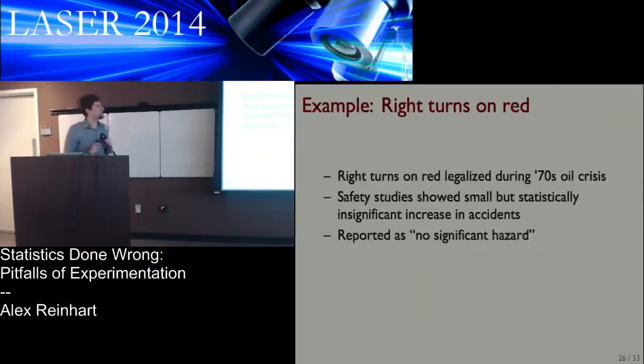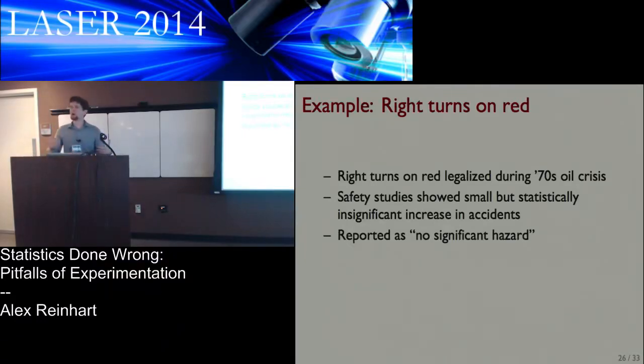And let me give you an example of a case when using significance instead of an effect size estimate led to a bad decision about turning right at red lights. Right turns on red were only legalized in the 70s during the oil crisis. I won't ask which of you remember that. The idea was this would be a fuel saving measure because you waste less time at red lights. So the various state departments of transportation hired consultants, and told them, tell us whether this change would be dangerous, because we don't want to do it if it would be unsafe.